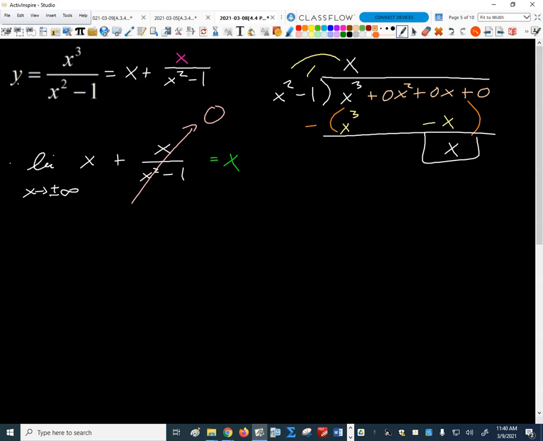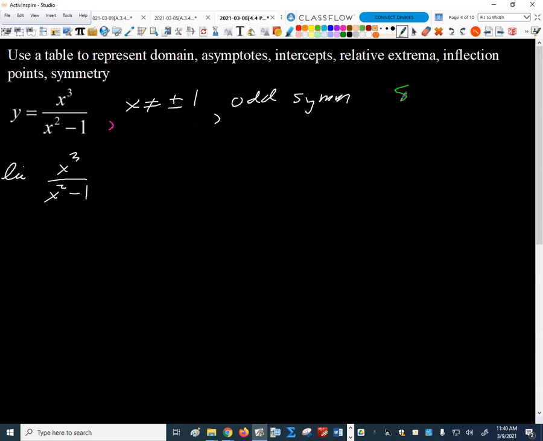Okay, and that's where we'll leave off for today. So my slant asymptote, y equals x. Okay?